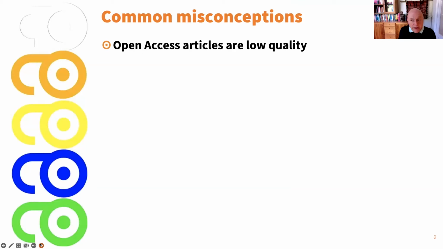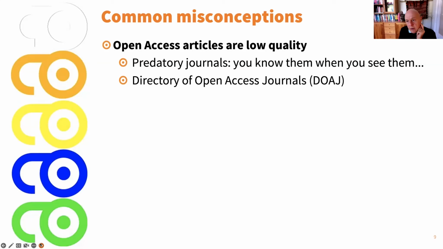Again, to conclude this section, there are a number of common misconceptions about open access. The idea that open access journals are low quality, that's certainly a tale. It is true that there are predatory journals out there, who only want to publish without proper review and for a fee. They are out there, but as I always say, you know a predatory journal when you see one.